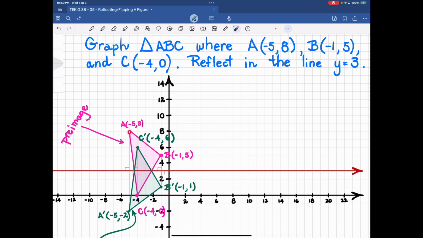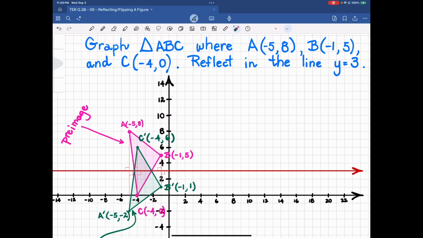So here, when I draw my perpendicular line, I know that this is 1, 2, 3, 4, 5. This is 5 units tall. So I'm going to have to go on the other side 5 units down. This is my new A prime right here. And so it would be negative 5, negative 2.